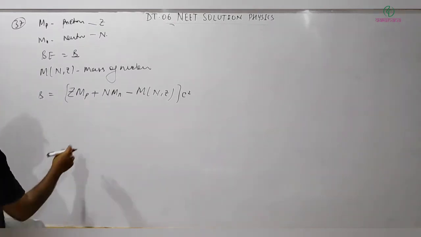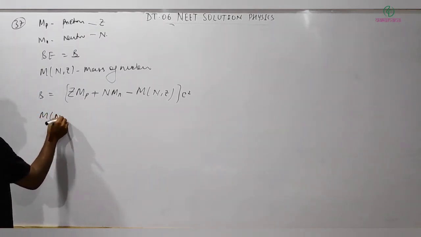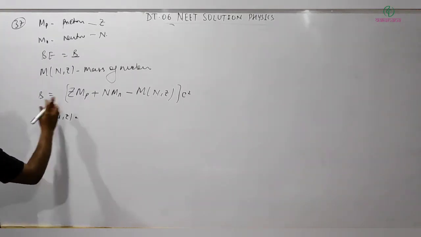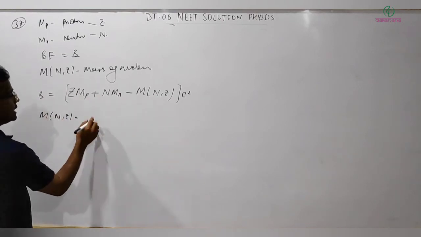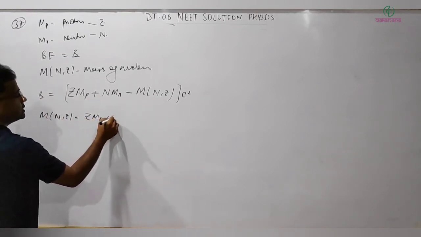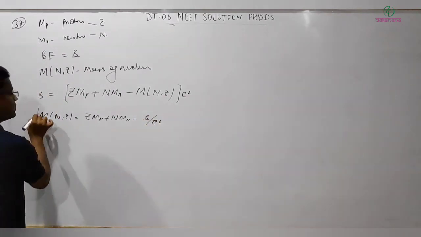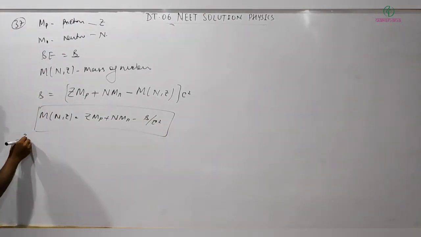Then just rearrange it and let's calculate. So M(N,Z) is equal to, dividing B by C squared and bringing it to the other side, Z Mp plus N Mn minus B by C squared. That's the answer for question number 37.